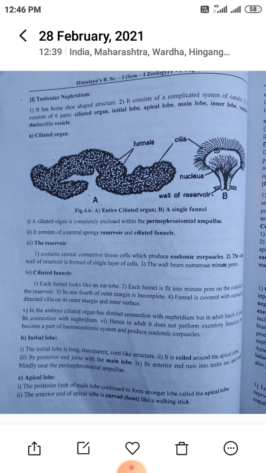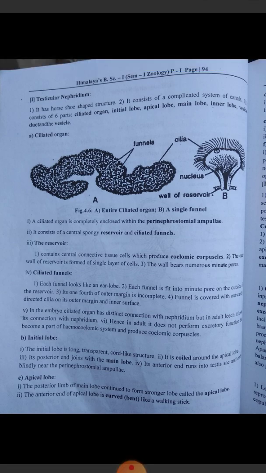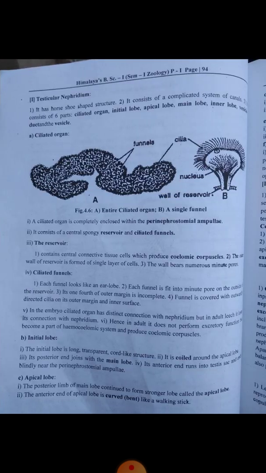Canals means tube-like arrangement. It consists of 6 parts: first ciliated organ, second initial lobe, third apical lobe, fourth main lobe, fifth inner lobe, then vesicle duct and the vesicle. So first we will discuss the ciliated organ. A ciliated organ is completely enclosed within the perinephrostomial ampulla, which means it is present within the perinephrostomial ampulla. It consists of a central spongy reservoir and ciliated funnels.